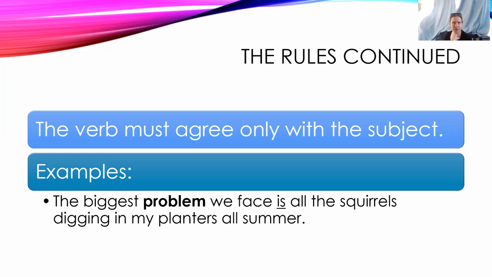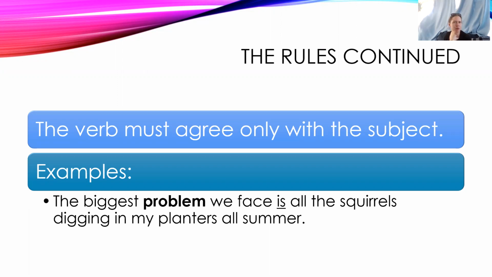Let's look at this sample. The verb must agree only with the subject it belongs to. The biggest problem we face is all the squirrels digging in my planters all summer. You have two subjects right next to each other. Did you catch that? Let's take another look.